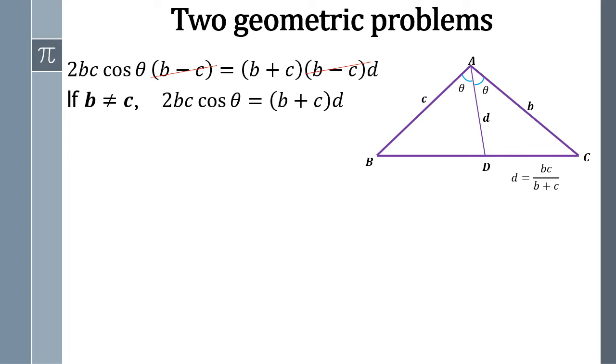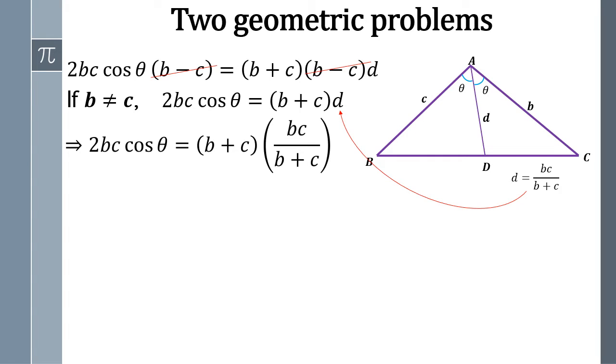Then I can apply the expression of D into this equation, which leads to the following format of the equation. Note that in this equation, B plus C can be cancelled out, and BC can be cancelled out too. Then we can get cosine theta equals 1 over 2.